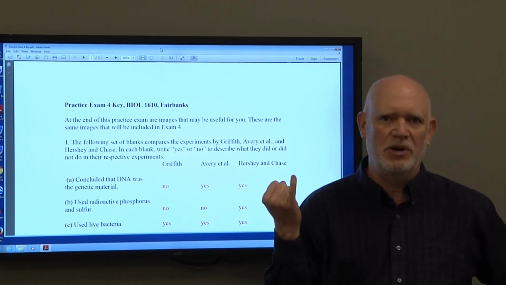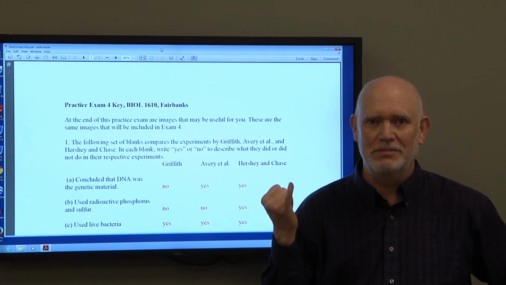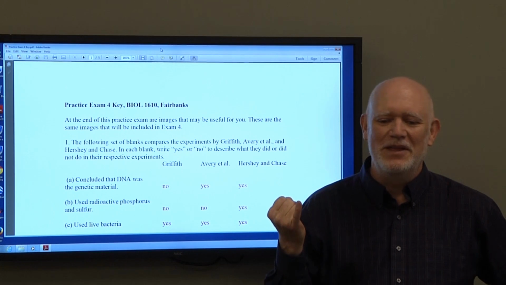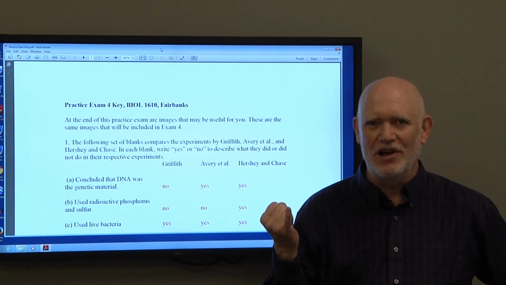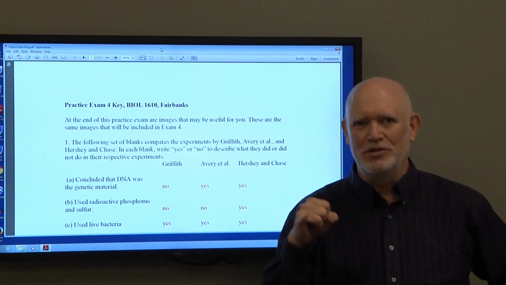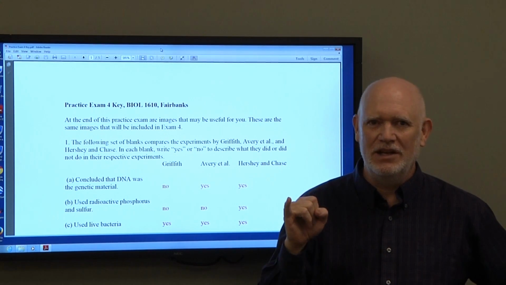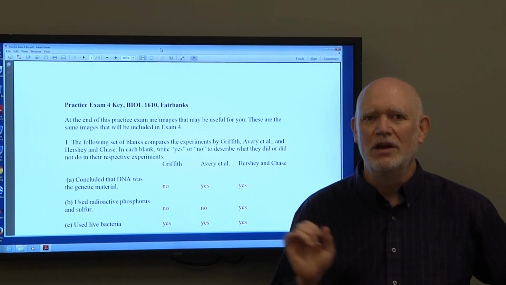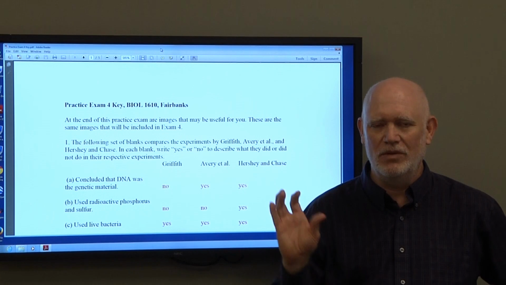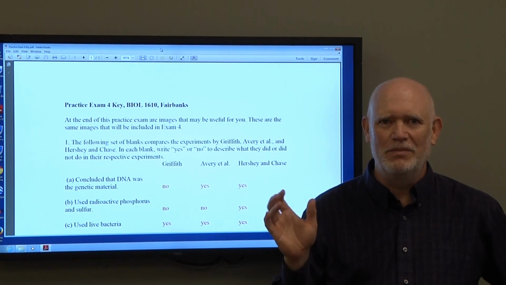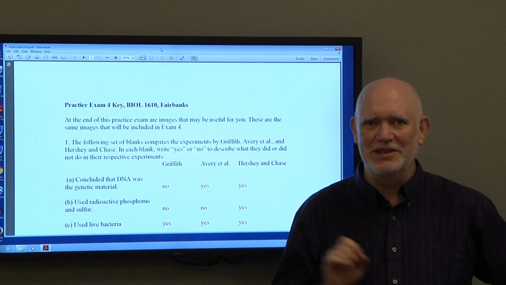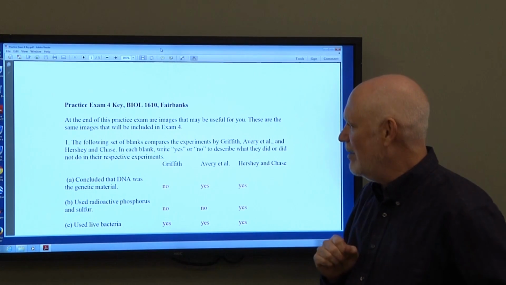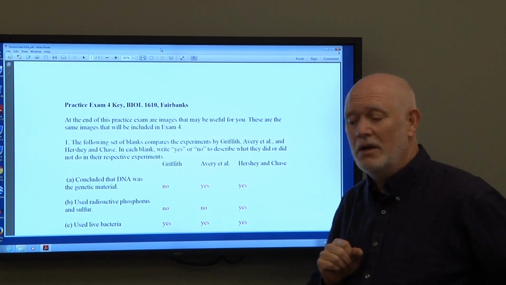There's a fourth set of experiments I really want you to be familiar with. That's a big hint, by the way. And that's the experiments by Meselson and Stahl that deal with nitrogen 14, nitrogen 15, that helped show that DNA replication is semi-conservative. So make sure you're fully familiar with those experiments and what they mean, because I haven't written the exam yet, but you're likely to see a question like that on the exam. So anyway, this is an example of the sorts of things you need to know about those experiments.